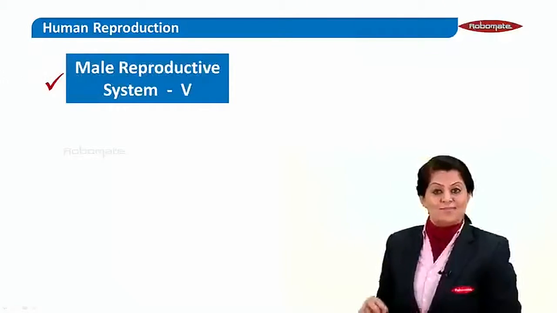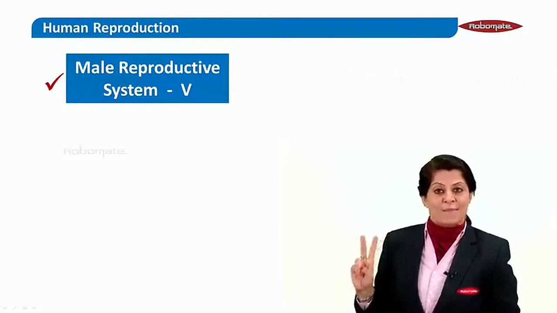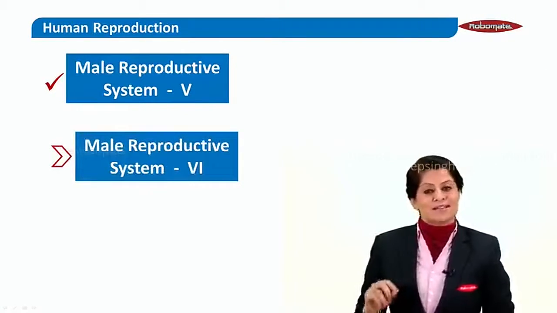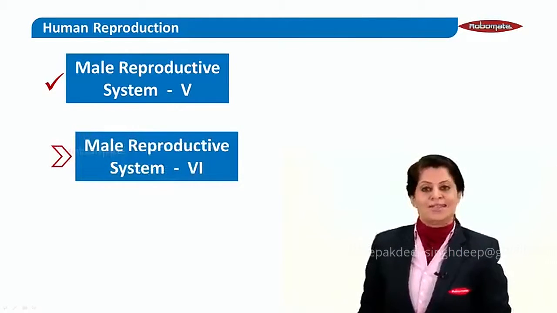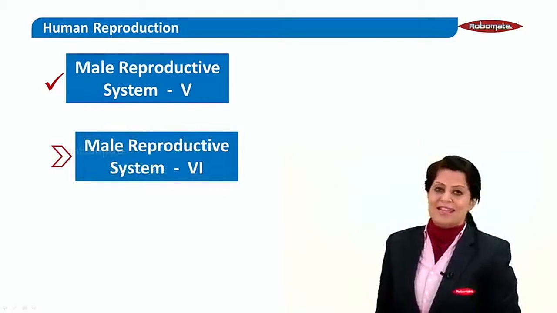So in this module, students, we talked about vasa efferentia and epididymis. We are going to be continuing talking about other parts of the male reproductive system in the next module. Till then, take care.